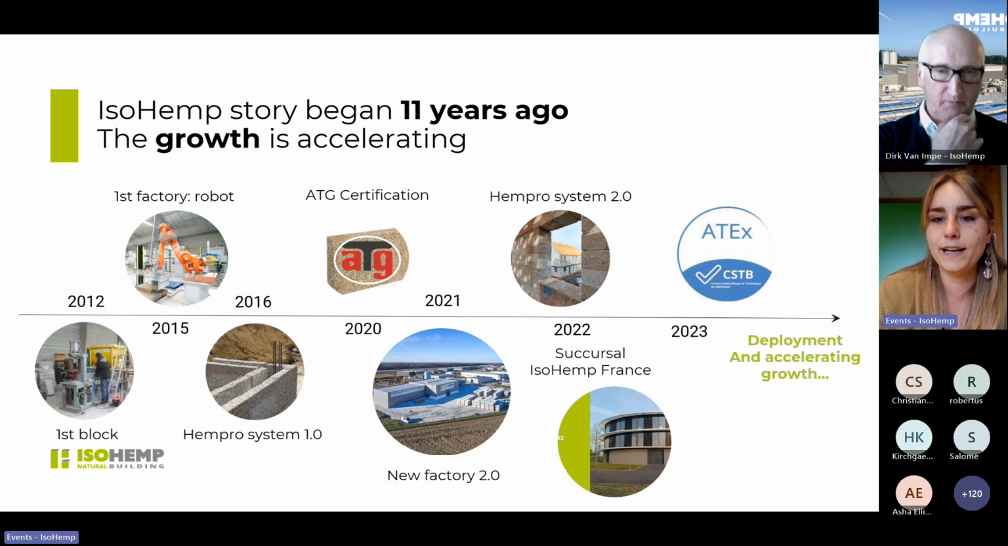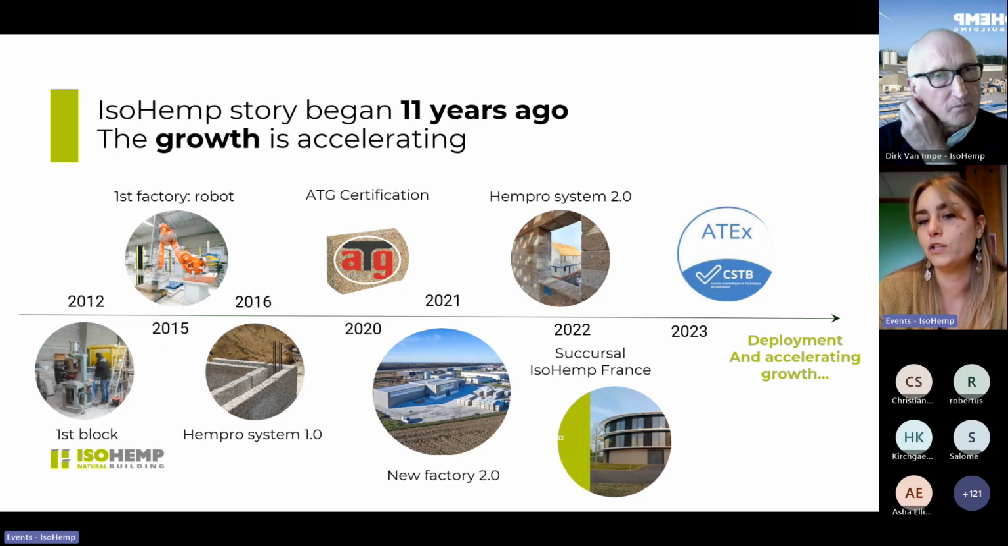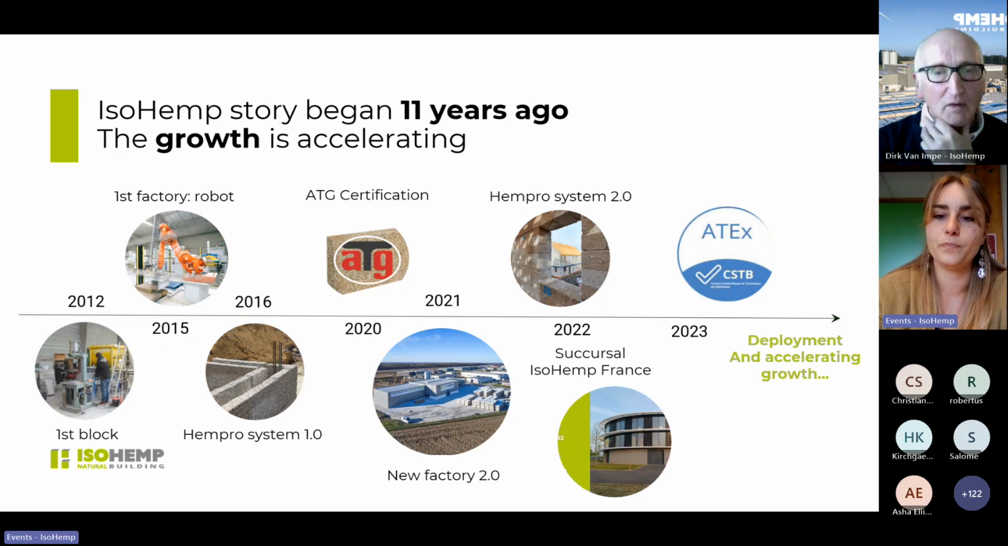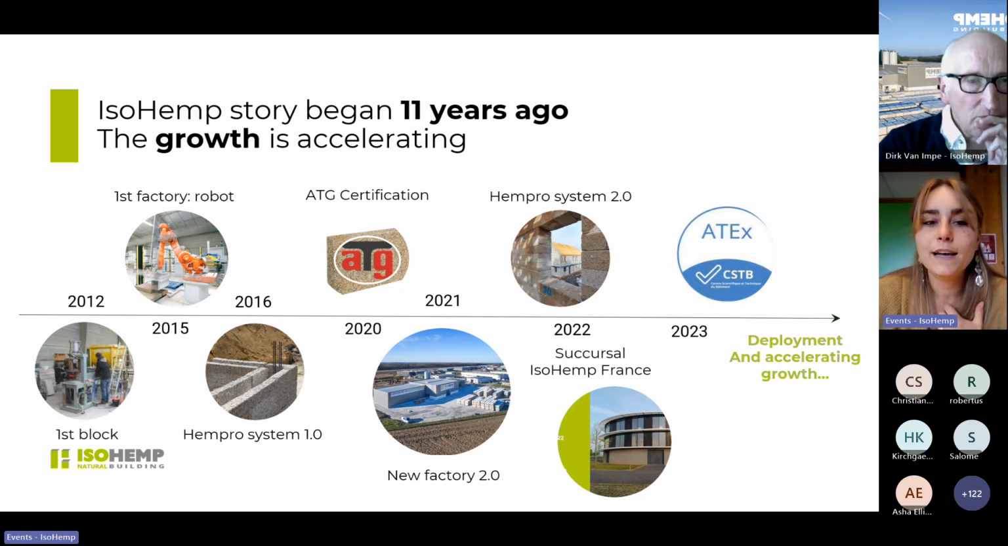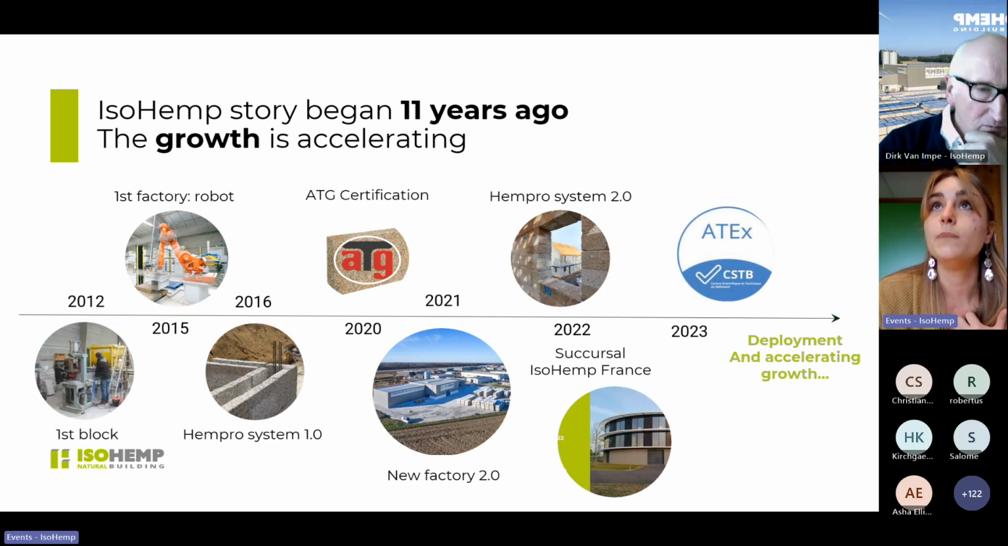In 2021, they opened a new factory that we call Factory 2.0, which is also much more professional in hemp block creation and increased our production capacity from 1 million blocks a year to 5 million blocks a year. So now we have a very good production capacity. And with the development of everything, we also affiliated in France in 2022 and opened an office over there. So we have also a team of 6 people working from France.